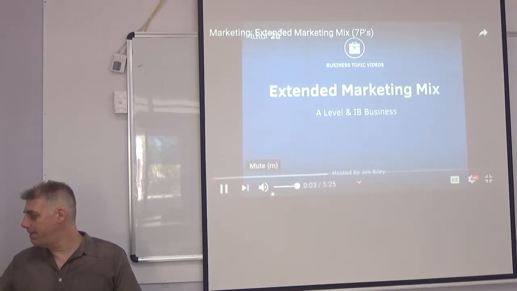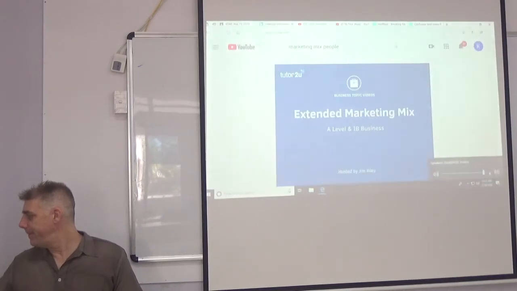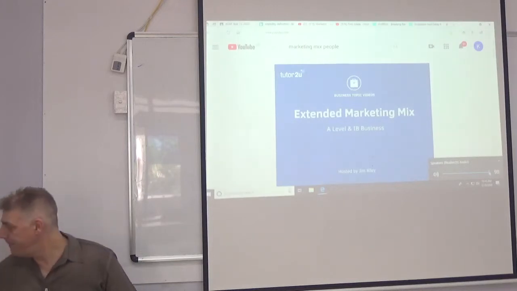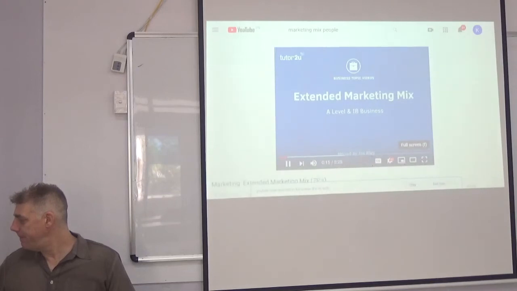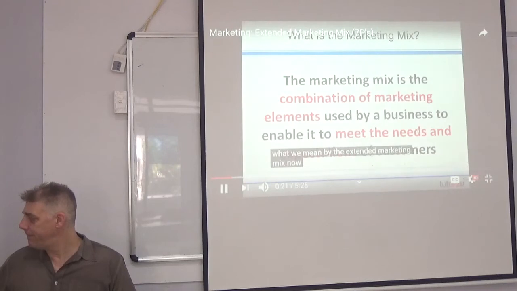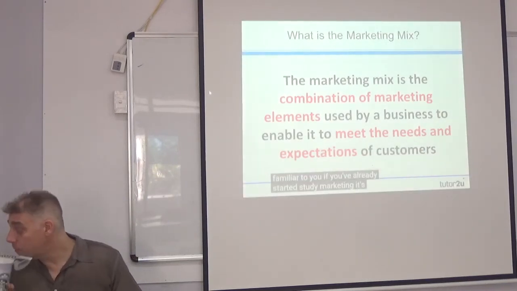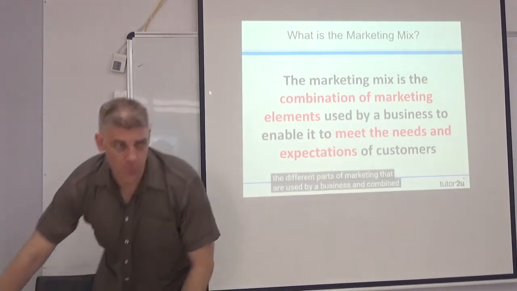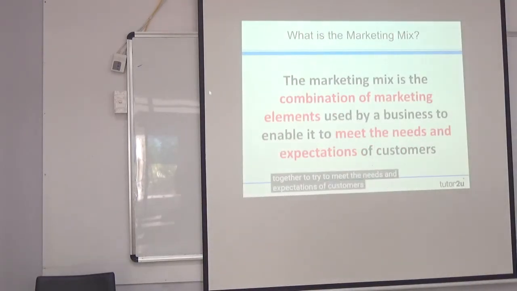Look at marketing and marketing strategy. You soon realise that marketing is more complex than is commonly described using the classic 4 Ps of marketing. The marketing mix is now usually extended to include 3 more Ps. So let's have a quick look at what we mean by the extended marketing mix. Now the marketing mix, this should be familiar to you if you've already started studying marketing. It's all about the different parts of marketing that are used by a business and combined together to try to meet the needs and expectations of customers.